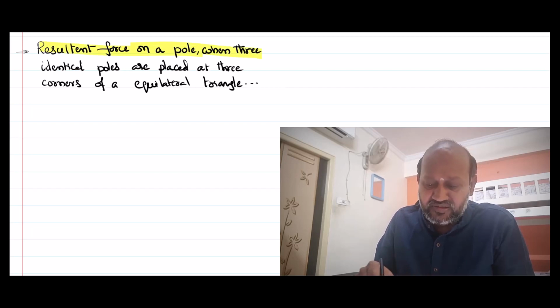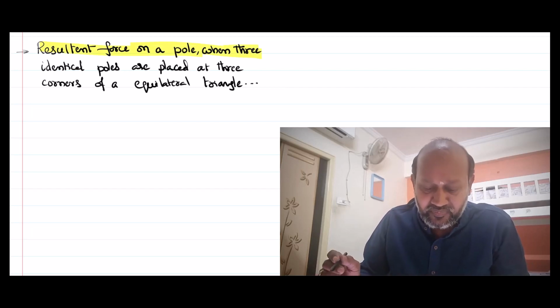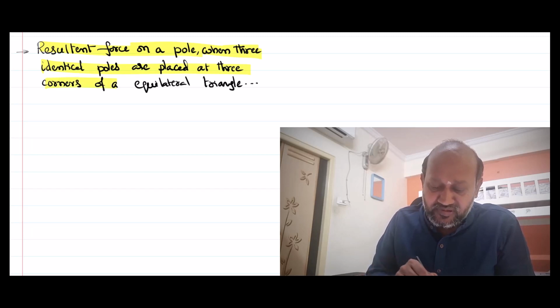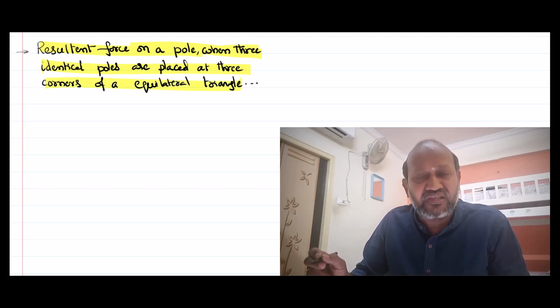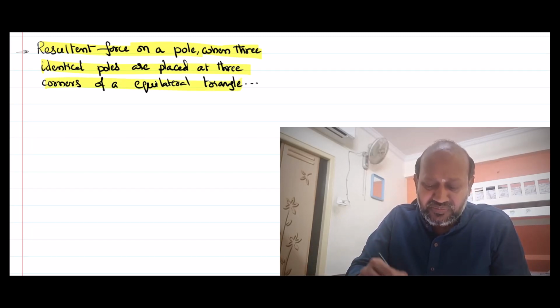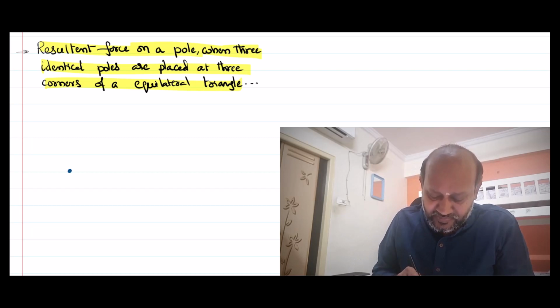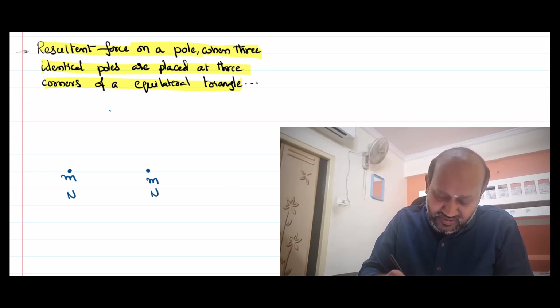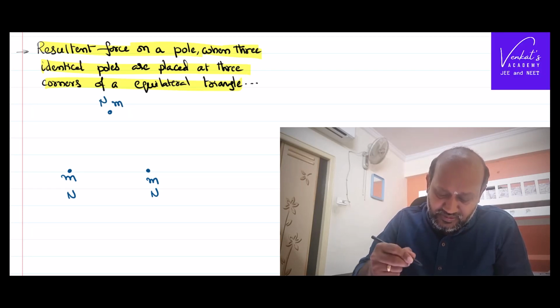We need to find out the resultant force on a pole where three identical poles are placed at the three corners of an equilateral triangle. What do you mean by that? Let us see. There is a pole of pole strength M, another identical pole of pole strength M, meaning both are north poles. There is another similar pole which is also a north pole.